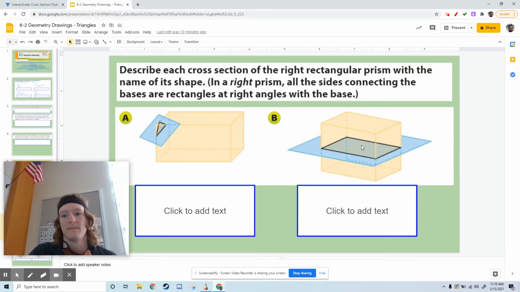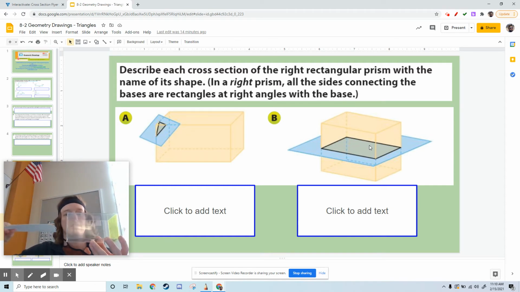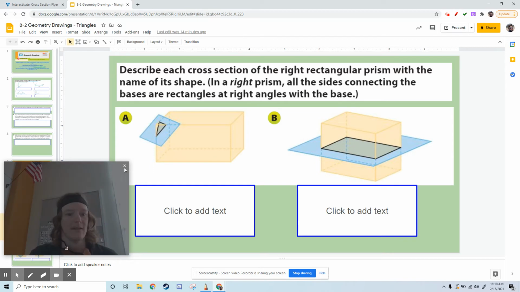For part B here, we have another right rectangular prism with all 90 degrees and whatnot. We have a plane figure that's coming straight down, slicing straight through flat. The angle of this plane figure is parallel to the base and the height of this rectangular prism, so it goes straight through and makes a perfect rectangle for B.